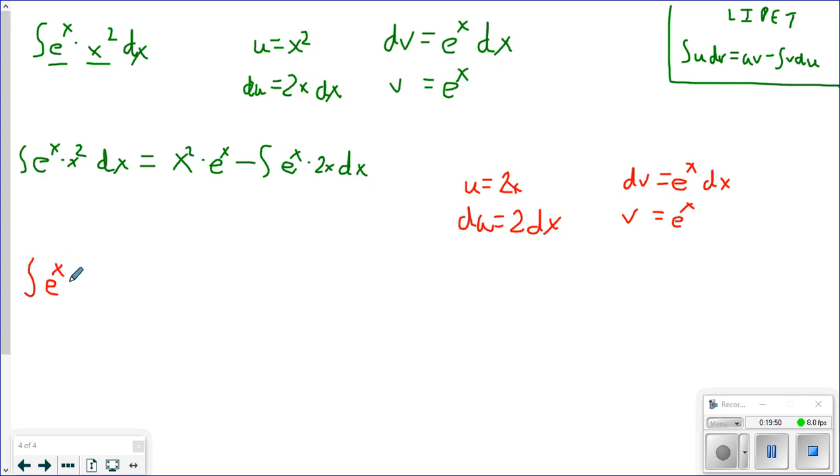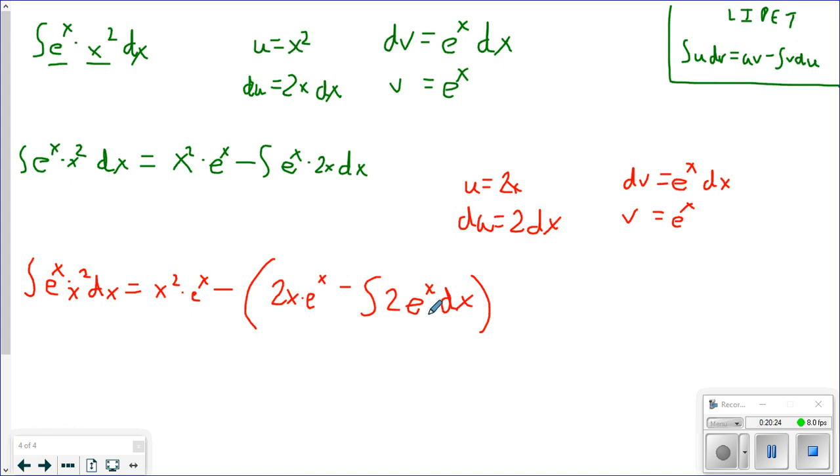All right, so continue on. We have the integral of e to the x times x squared dx equals, we'll keep this x squared times e to the x, minus, don't forget your parentheses there, minus u times v, because we're integrating this by parts, which is 2x times e to the x, minus the integral of v du, which is 2e to the x dx. Finally, I got an integral that I can do.